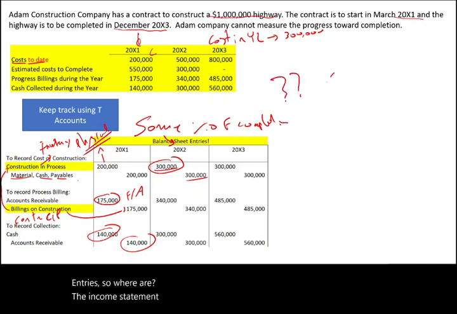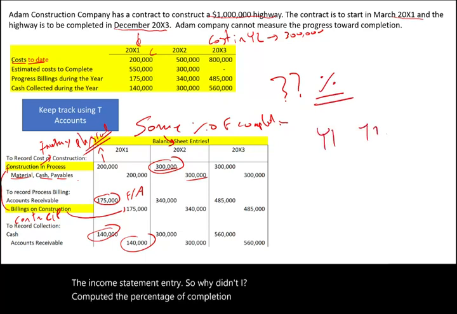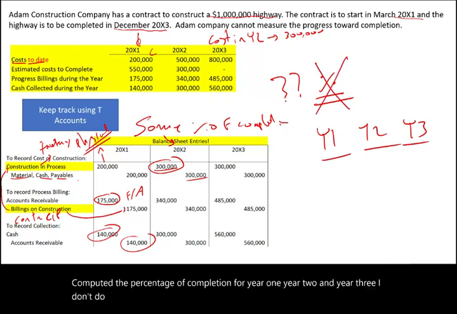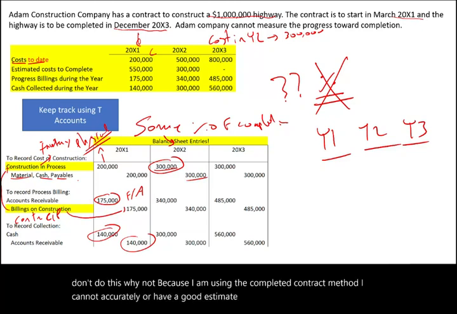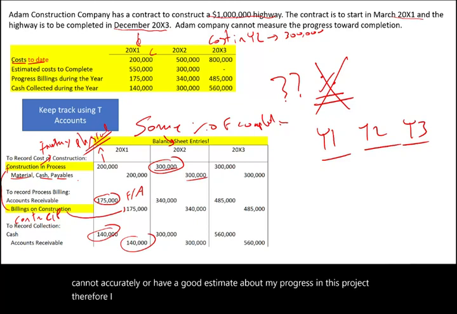So why didn't I compute the percentage of completion for year one, year two, and year three? I don't do this. Why not? Because I am using the completed contract method. I cannot accurately have a good estimate about my progress in this project. Therefore, I cannot use percentage of completion. I have to use the completed contract method.